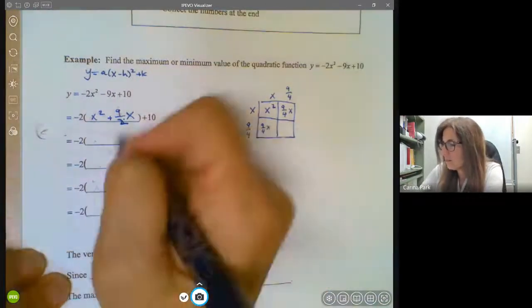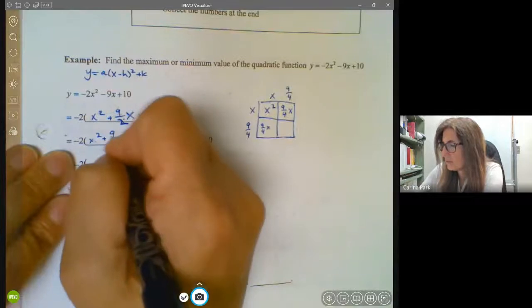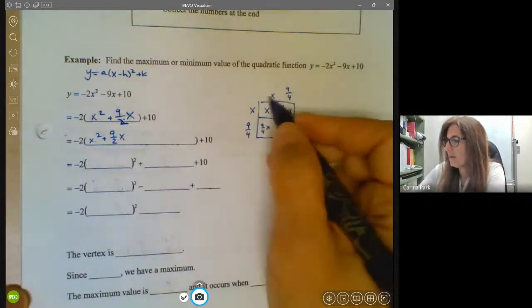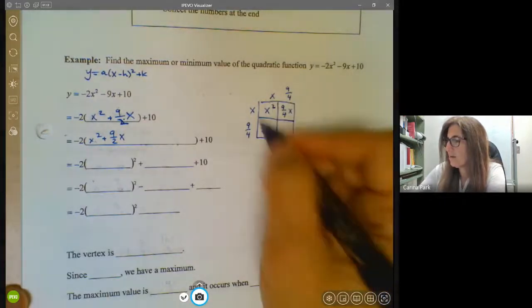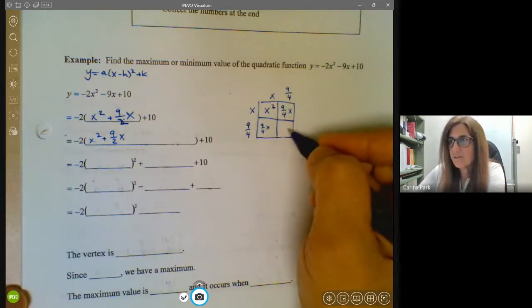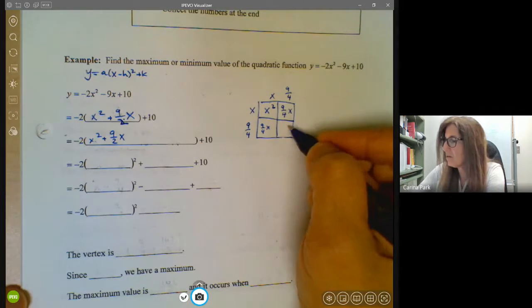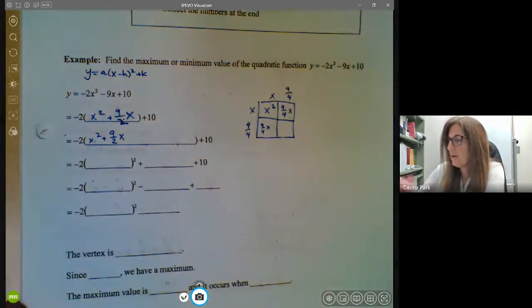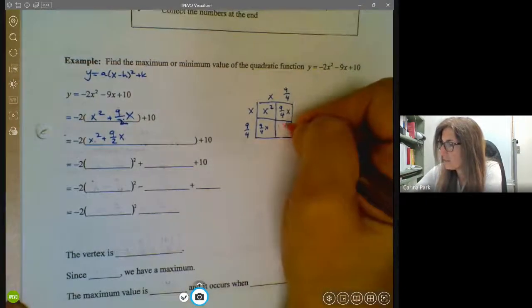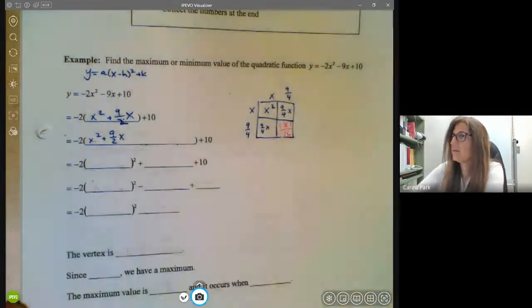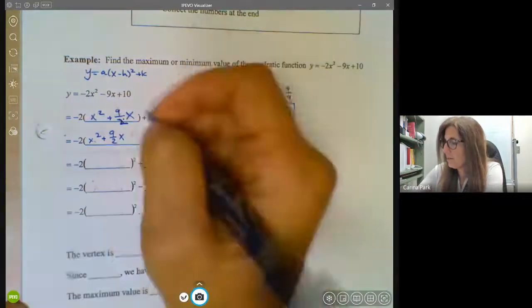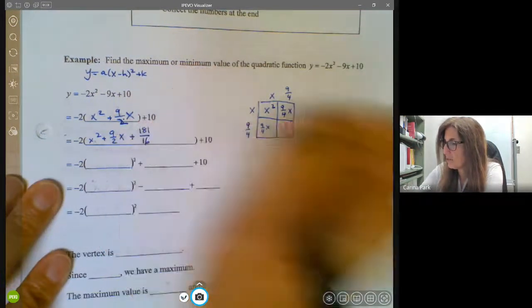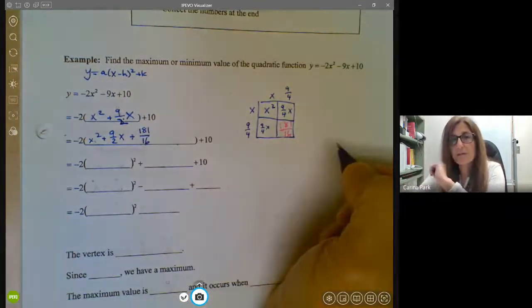So let's write this here. X squared plus 9 over 2x. Well, hold on a minute. If I want to write this as something squared, there's an extra part in here that I have to calculate. Okay, so this extra area in here is 9 over 4 times 9 over 4, which is 181 over 16. Right. So I'm going to add that 181 over 16, which is going to give me the perfect square.